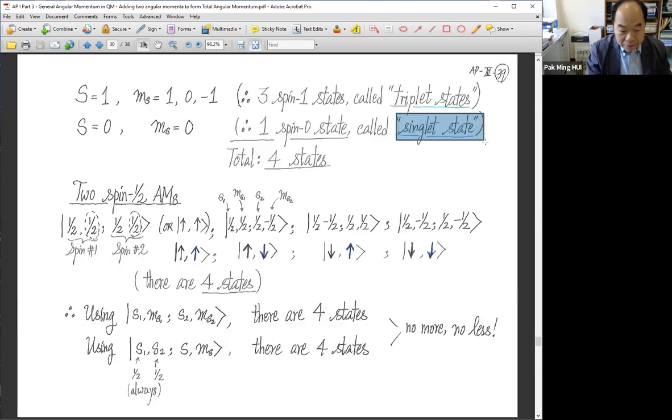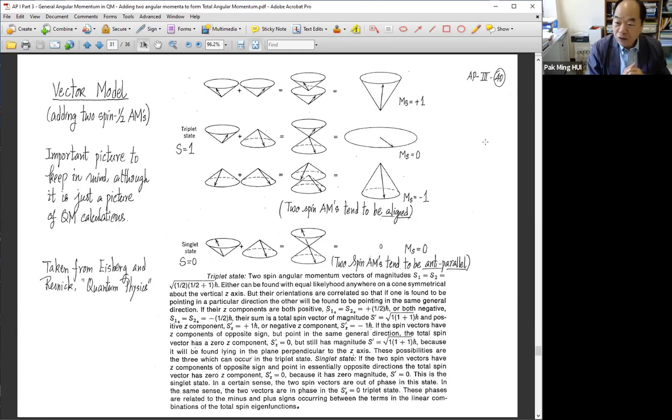So that is the mathematical conclusion. Okay, this is formal. To help you think, again, this is a classical representation or an artistic way to represent the result, just to help us remember things. This is the vector model. It's a model, okay? So how can we think about this triplet and singlet state?